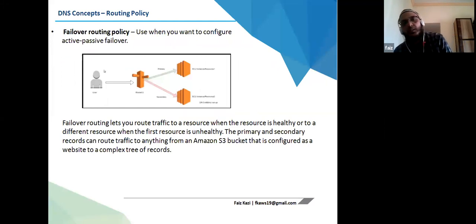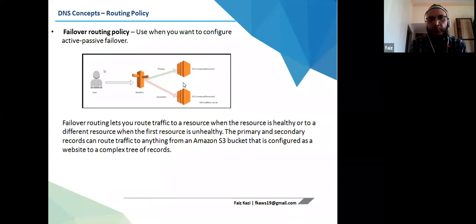In case you have a primary site and you have a secondary site, this can be active passive, right? Active and passive. Until the primary is on, the secondary will not turn on, but as soon as the primary goes off, the secondary will be turned on. Okay, so Route 53 provides you that option. Use it when you want to configure active-passive failover. Failover routing lets you route traffic to a resource when the resource is healthy, or to a different resource when the first resource is unhealthy.